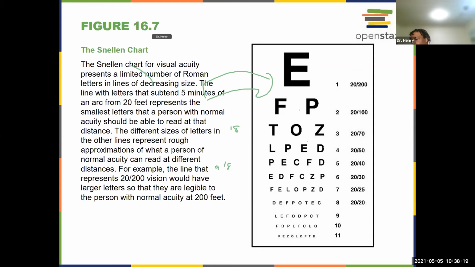Okay, so one of your cranial nerves is your optic nerve. That's your second cranial nerve.